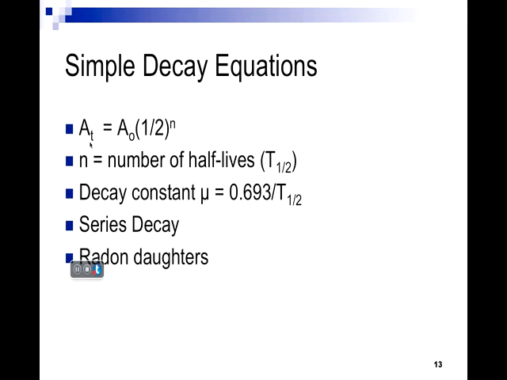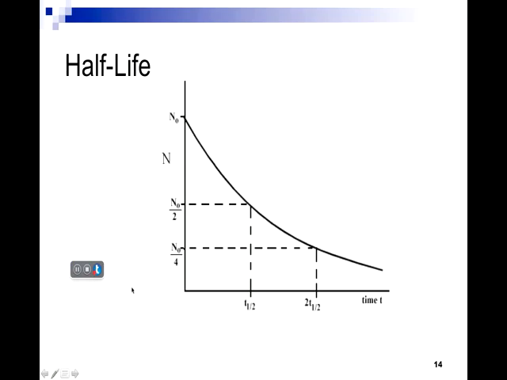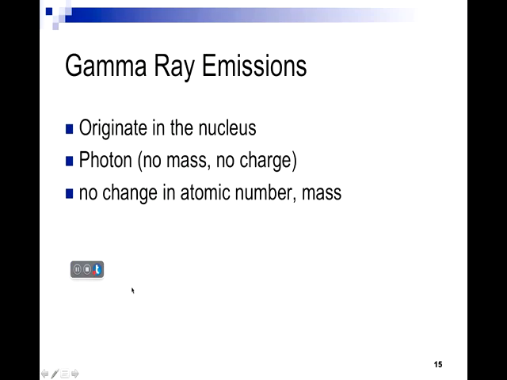We'll also be looking at some of the problems on decay constants. I do expect you to be able to convert from the decay constant to the half-life. I'll give you a half-life and want you to know what the decay constant is, and that's going to be this particular equation here. Decay constant mu is equal to 0.693 divided by the half-life. And know a little bit about the series decay and the radon daughters, some things that occur with those.